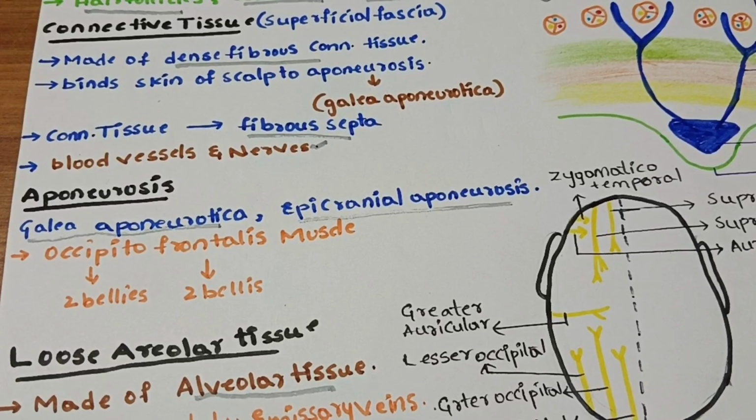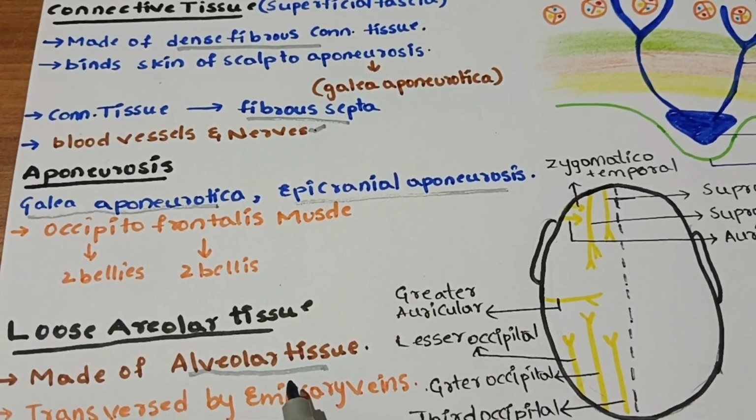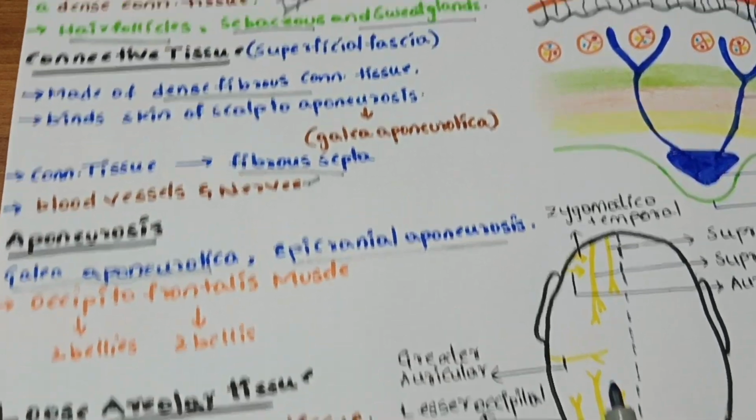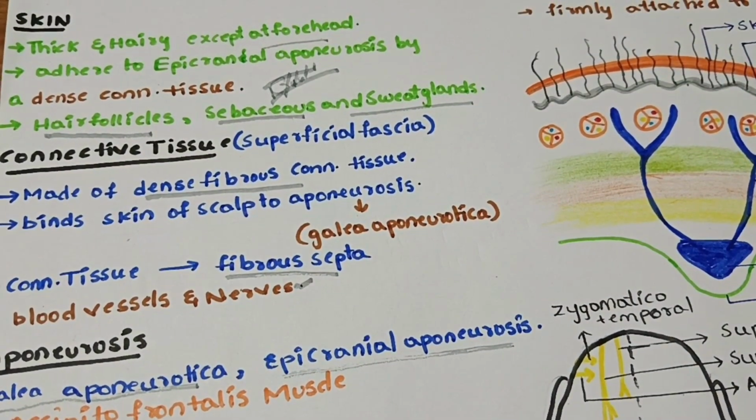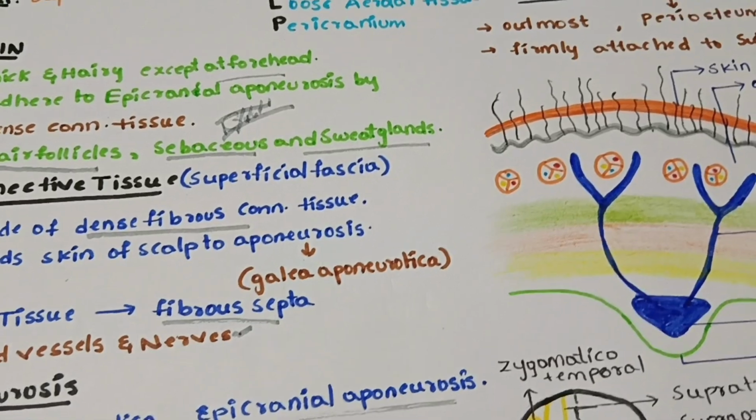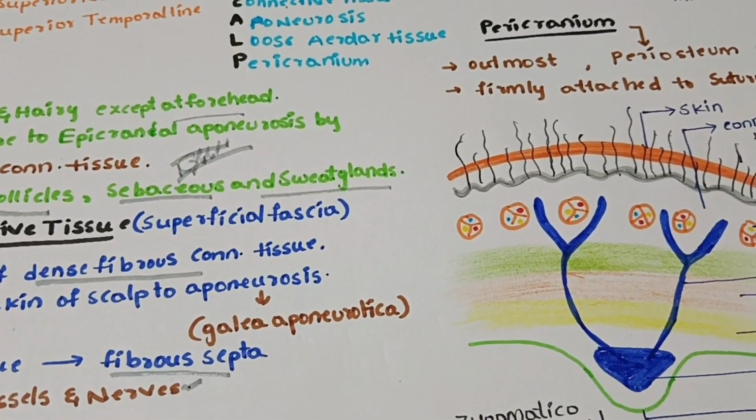And it is traversed by emissary veins. Yes, this loose areolar tissue is traversed by emissary veins. What are the emissary veins? These are valveless veins. Normally, veins contain valves to obstruct what? Backflow. Yes, but here the emissary veins don't contain any valve. But what is their main function? They carry blood from the intracranium to the extracranium.